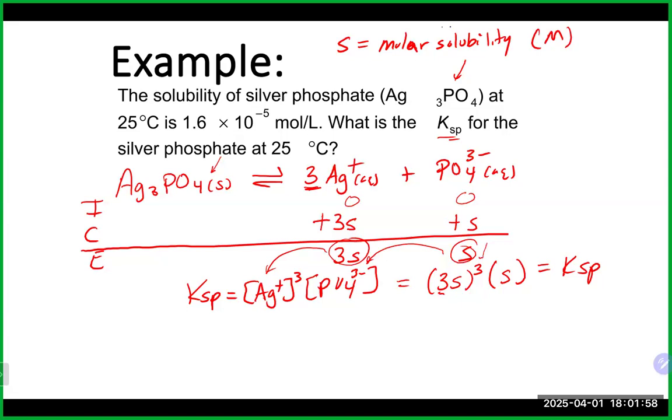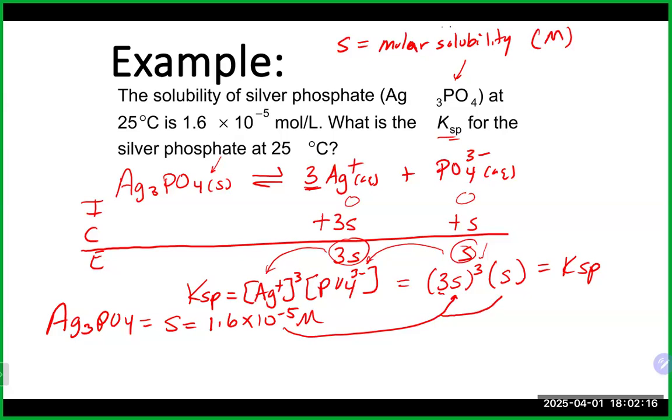What we do know, though, is the solubility of silver phosphate was given to us, which is our molar solubility, and that was 1.6 times 10 to the minus 5 molar. And that means that actually we could just plug that right into there, and that would give me 3 times 1.6 times 10 to the minus 5. Once again, we're going to cube it. And we're going to times it by 1.6 times 10 to the minus 5 as well.